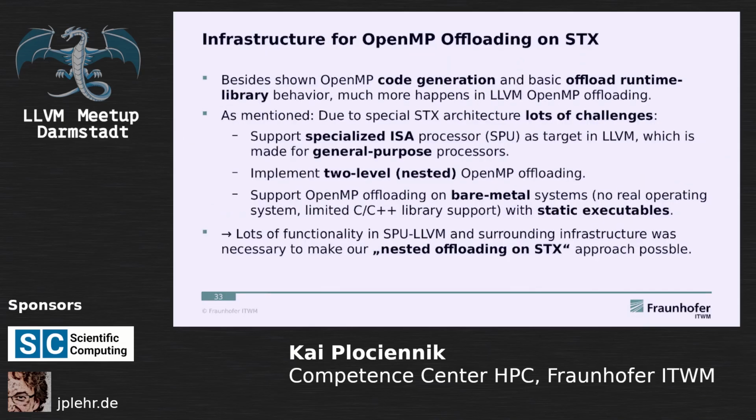Okay, besides this shown OpenMP code generation, there's lots of other things going on. You need, for example, of course, a plugin to offload to your specific architecture and so on. And due to the special STX architecture we have, as I mentioned, there were lots of challenges: support a specialized instruction set architecture processor in LLVM, support 2-level nested offloading, offloading from bare metal targets. And well, there was a need for implementing really lots of functionality in LLVM and surrounding infrastructure to get this working.